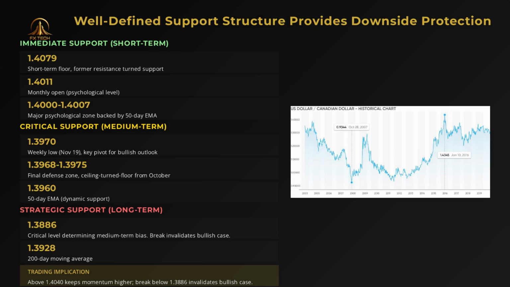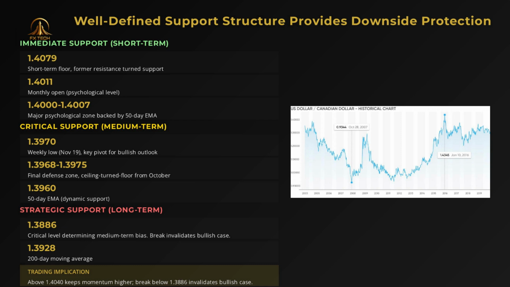USD/CAD benefits from a robust, multi-layered support structure that provides downside protection. Immediate support begins at 1.4079, the short-term floor that previously acted as resistance. Below that, 1.4011 marks the November monthly open, a psychological level that often attracts buyers. The major psychological zone of 1.4000 to 1.4007 is backed by the 50-day EMA at 1.3960, creating a strong defensive cluster. Critical medium-term support sits at 1.3970, last week's low, which represents a key pivot for maintaining the bullish outlook.